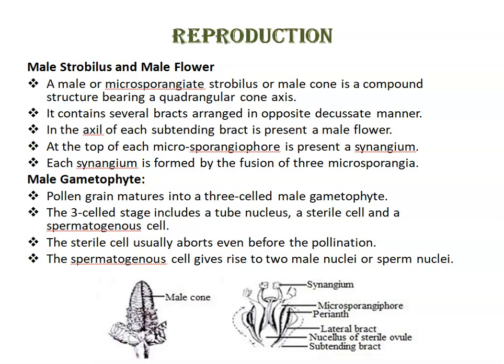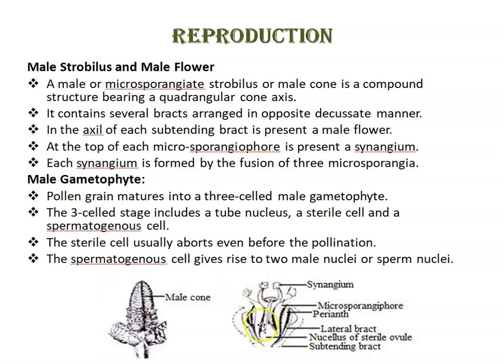Microsporangiate strobilus or male cone is a compound structure having quadrangular cone axils. Just look at this first diagram. This is a male cone. Male cone possesses several bracts, also called cone scales, which are arranged in opposite and decussate manner. Each male flower is present in the axil of each subtending bract, and each male flower possesses two lateral bracts.